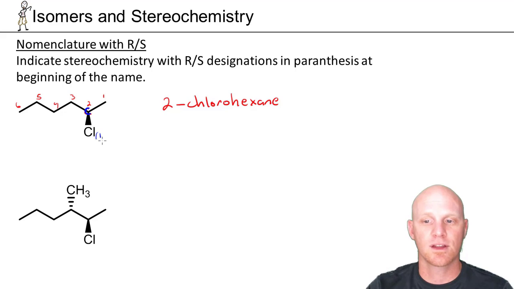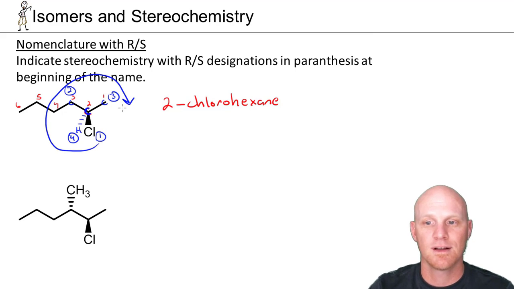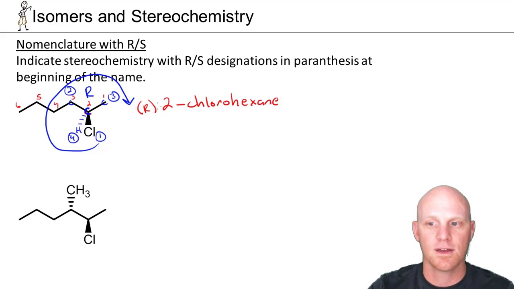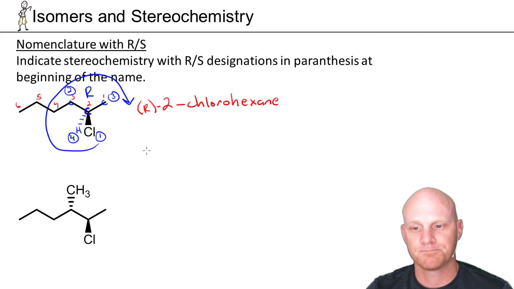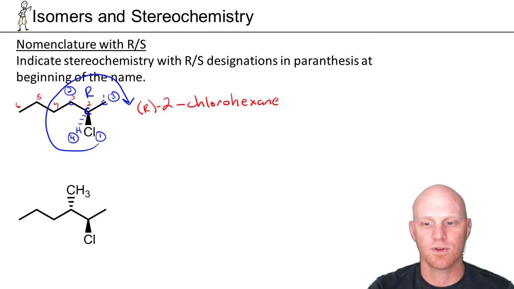So here, chlorine is going to get the first priority. This carbon over here gets the second. This carbon over here gets the third. And then not drawn in is a hydrogen that's going to get the 4th priority, and it's already in the back. And as we go from 1 to 2 to 3, that's clockwise or a right-handed turn. And so this is going to be in the R configuration. And the way we designate that with one chiral center is you just put R in parentheses at the beginning of the name.